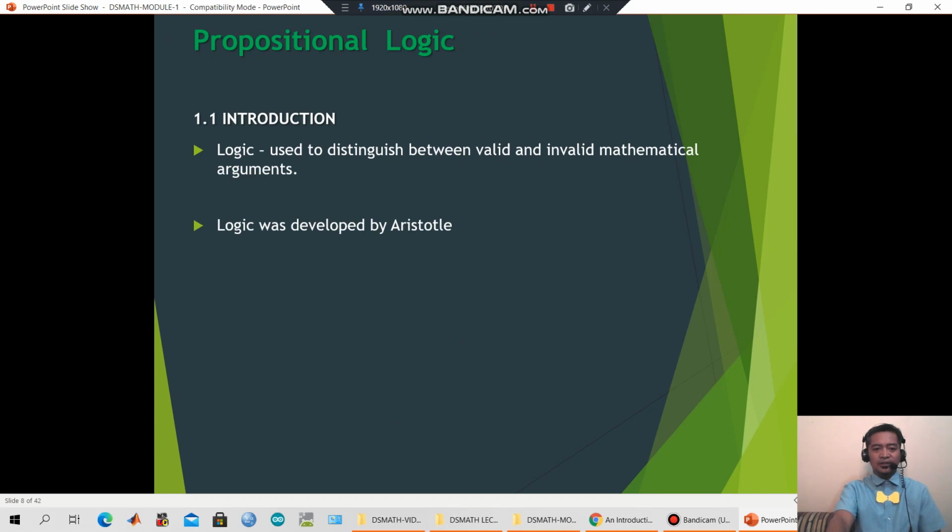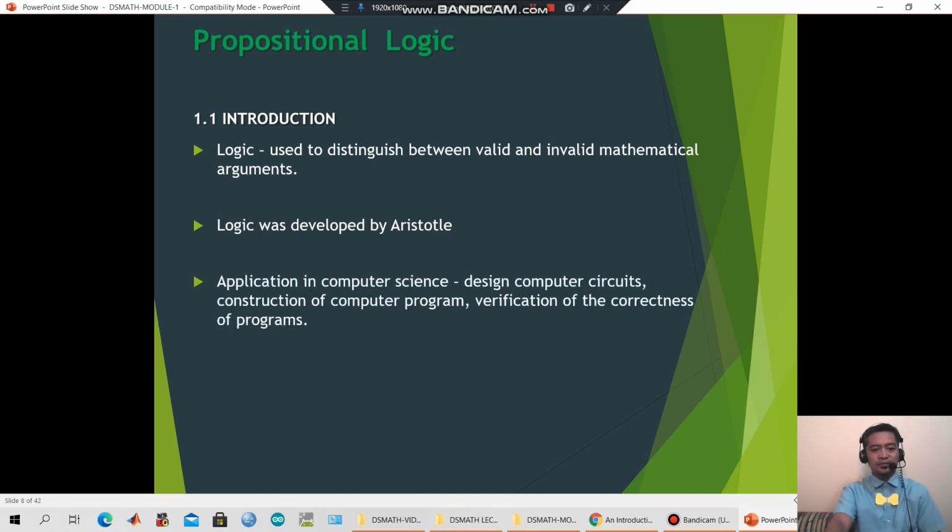Actually, logic was developed, thanks to the genius mind, Aristotle. Applications in computer science: designing computer circuits, construction of computer programs, verification of the correctness of a program. Lalo na dun sa programming level, no?